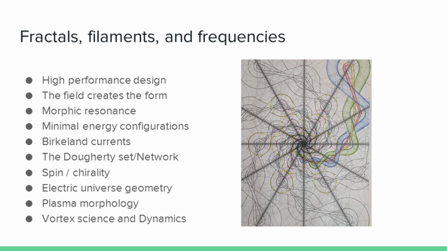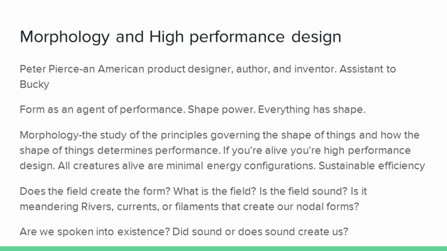Okay, so morphology and high performance design. This is one of a large inspiration in my life, Peter Pierce. He's an American product designer, author, and inventor, and he was assistant to Bucky, Buckminster Fuller. So a lot of his presentation has to do with form and morphology. And form as an agent of performance, shape, power. All shape has power. There's shapes to things, and the shape has power itself. And it gives off energy inward and outward, all shapes.